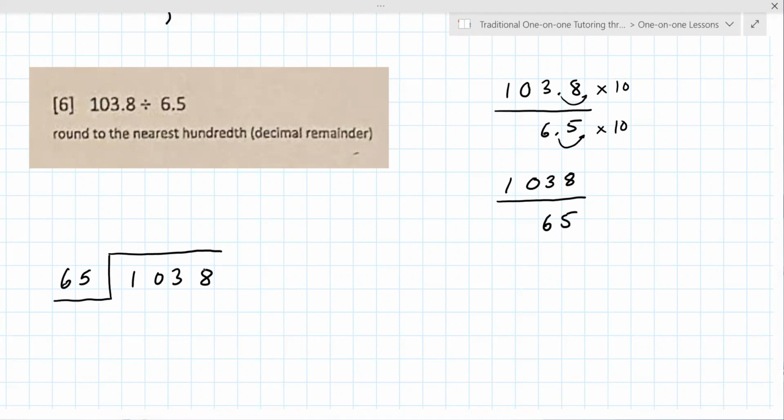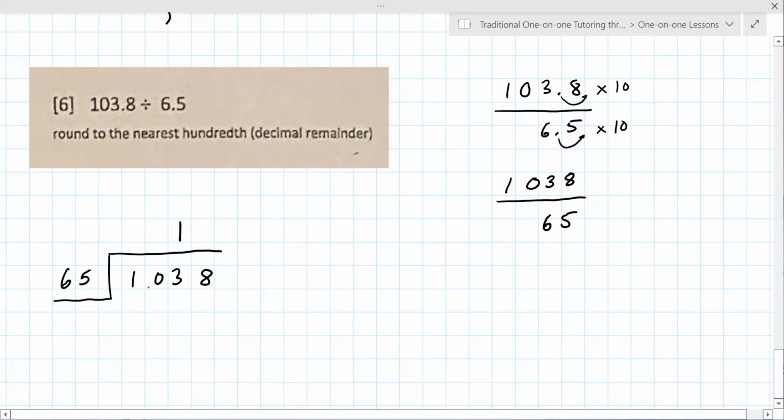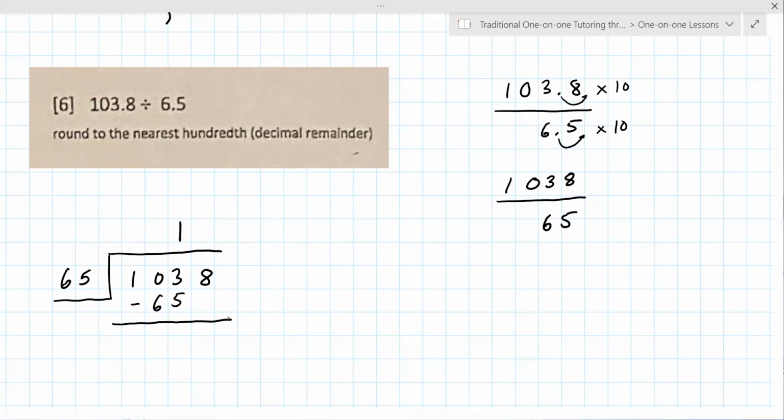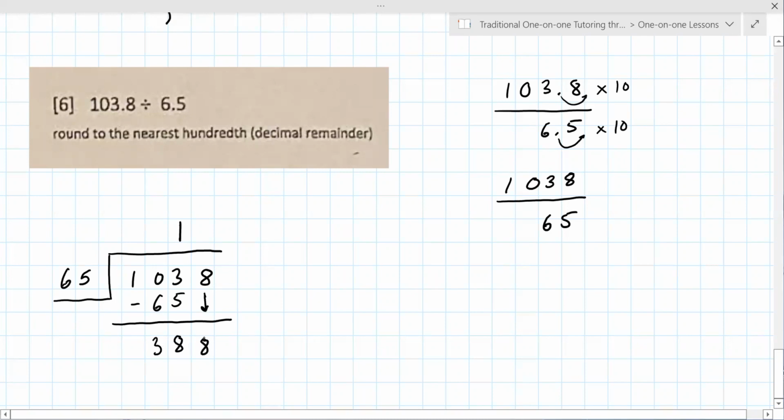All right. Now, in terms of how we do this, you've done this before. These aren't good numbers, but 65 does not go into 1. 65 does not go into 10, but it does go into 103. And it goes in one time. Okay. And so you multiply the 1 by the 65. And then you have to subtract. Okay, so hopefully you're comfortable with this, but the answer ends up being 38. And then you bring the next digit down, the 8. So 388.